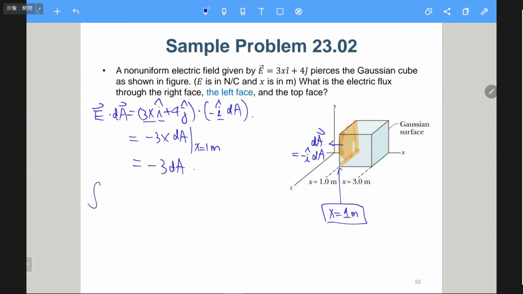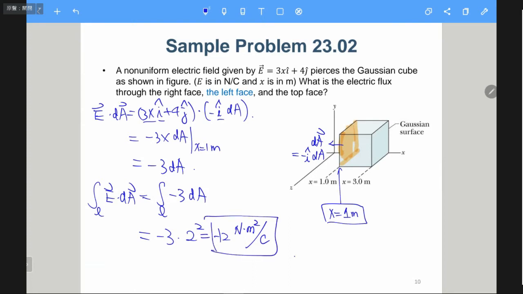So integration of E dot dA over the left surface is the integration of minus 3 dA. In this case, we have minus 3 times 2 squared, similarly. And we have negative 12 newton meter squared over Coulomb. So this is the answer to question B.